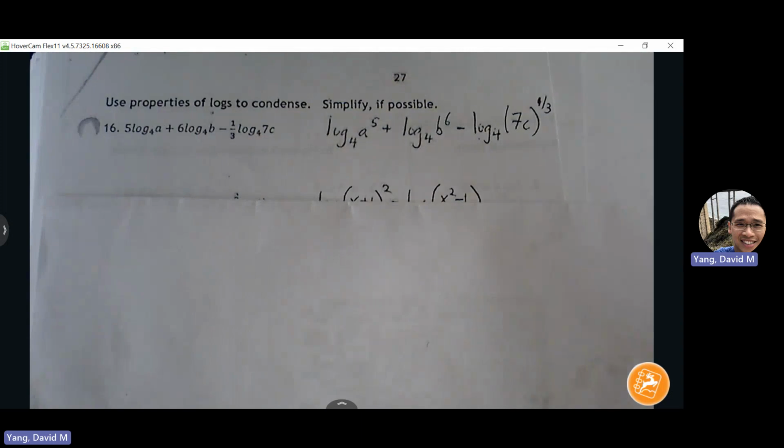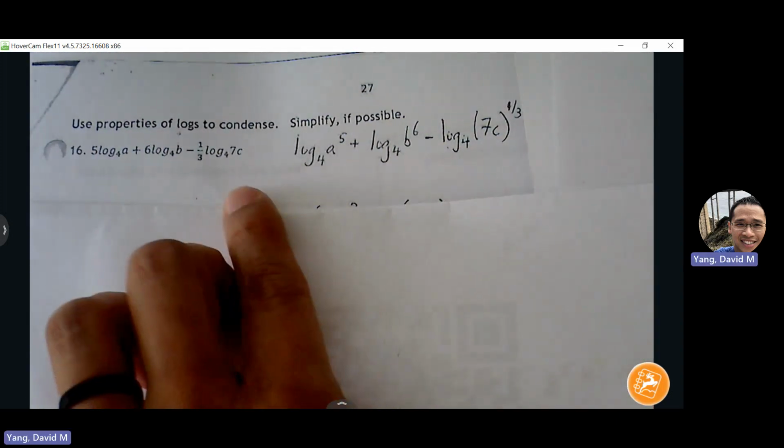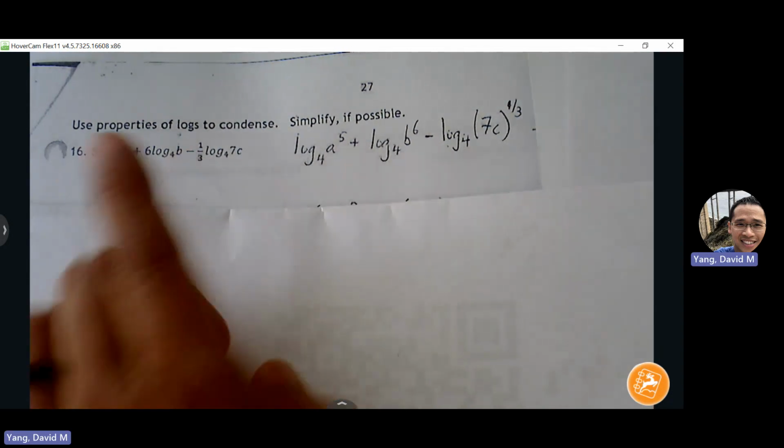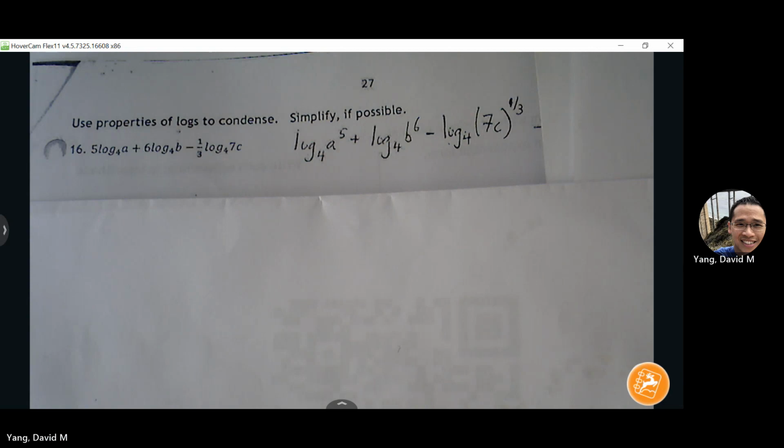Be careful though that the 1/3 for that log base 4 of 7c, that 1/3 is going to see both the 7 and the c. So either put 7 to the 1/3, c to the 1/3, or put parentheses as a reminder that the 1/3 is not just for the c, it's also for the 7. Okay, so that's the first step of condensing, having the exponents in place.